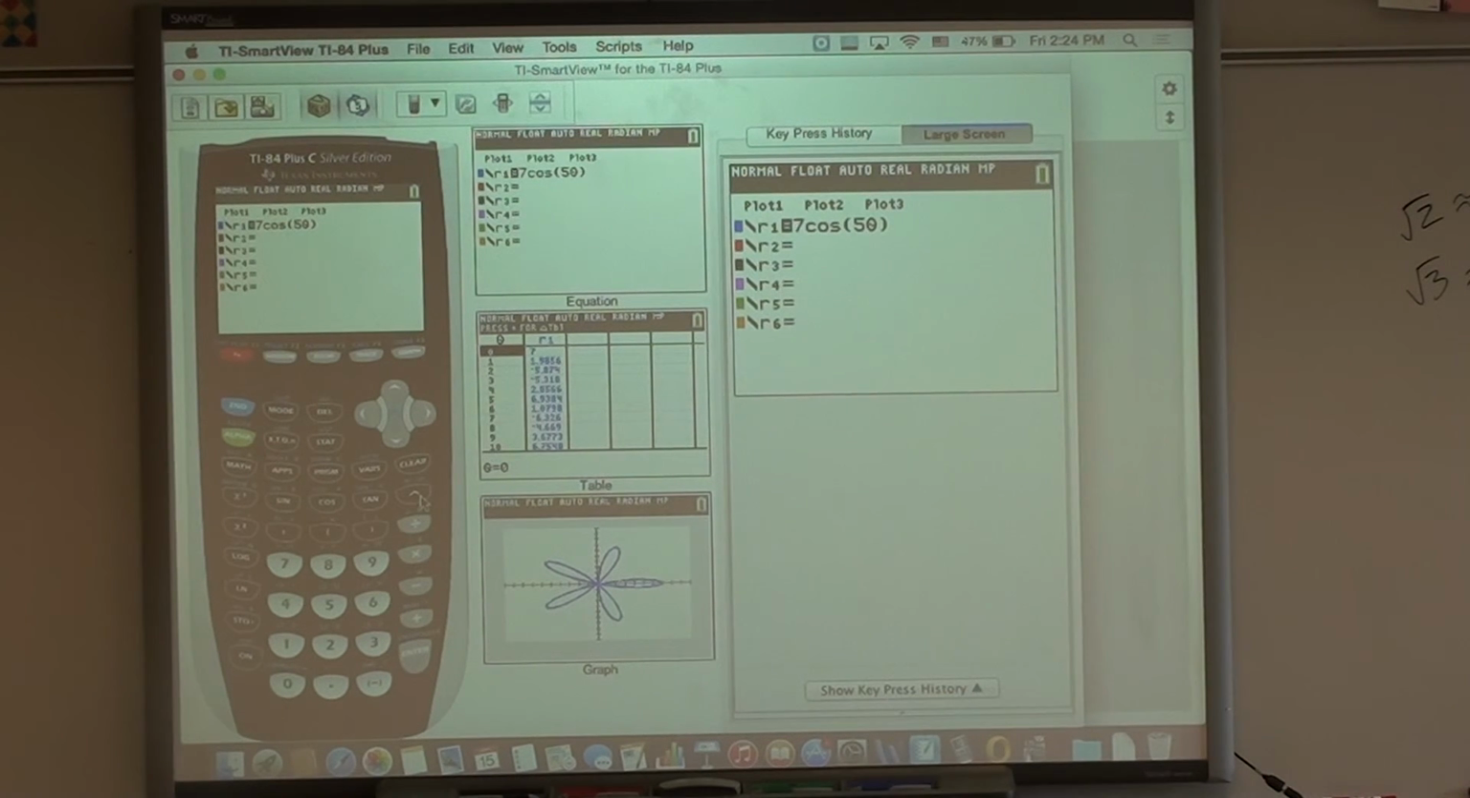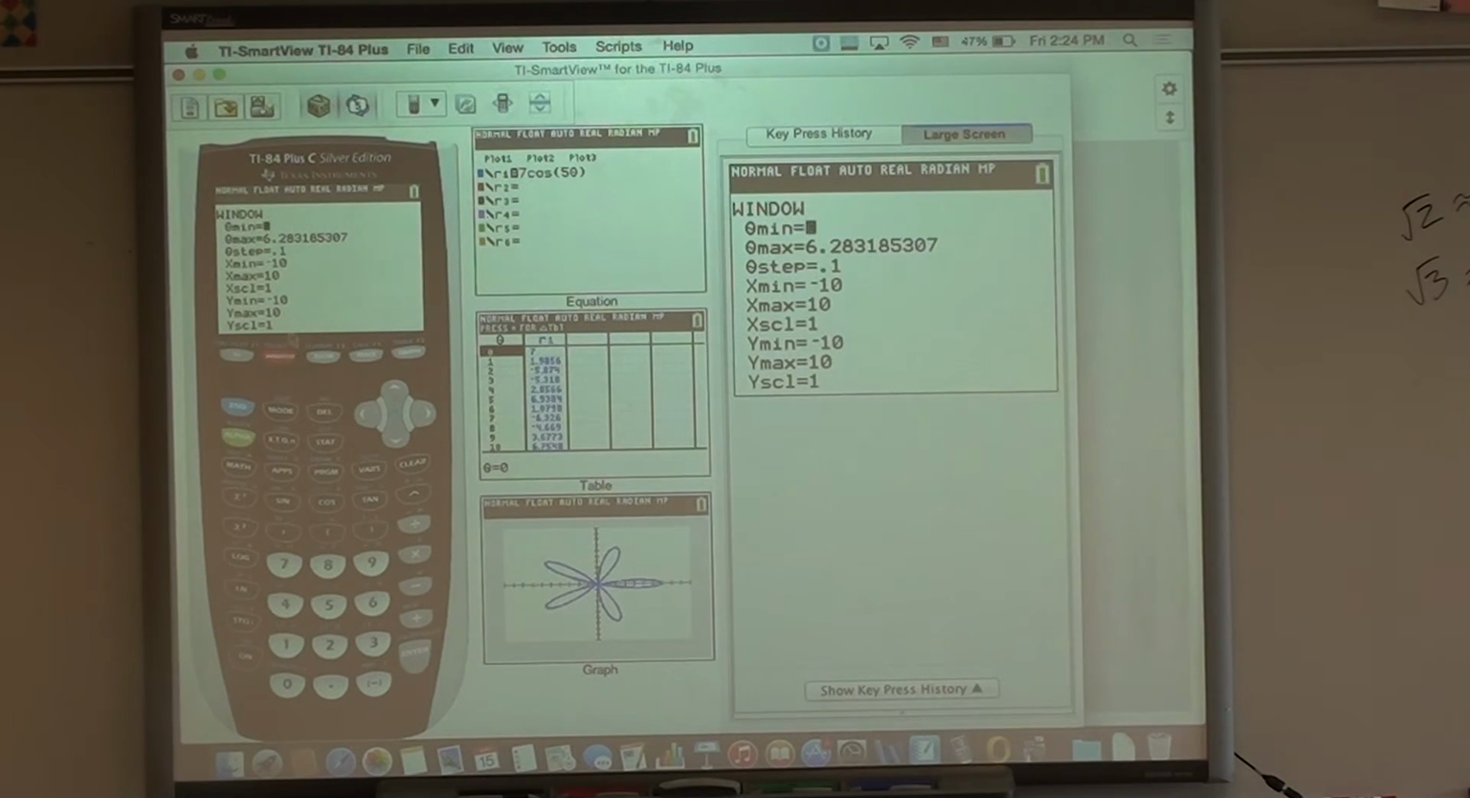Wait, don't graph. What should our window be? That's what you're going to go to next. Does everyone have this typed in? Theta step, window. Hit window. Whenever you're doing polar, you want to default 0 to 2 pi for your theta min, theta max.